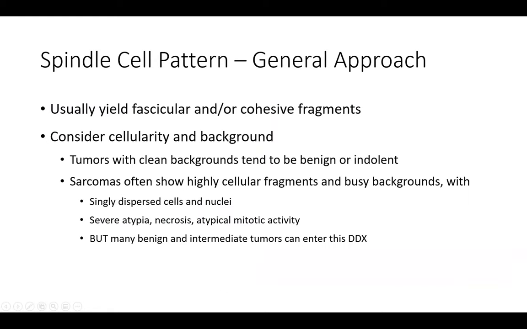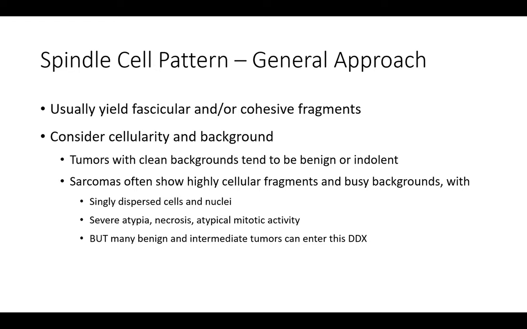So moving on to spindle cell patterns, it's important to just keep these general principles in mind, whether or not you have ancillary testing available in your laboratory. So most spindle cell lesions will yield fascicular and/or cohesive fragments. And it's important to consider the cellularity and the background when trying to separate out grades. So benign versus malignant is the most important distinction in this pattern.